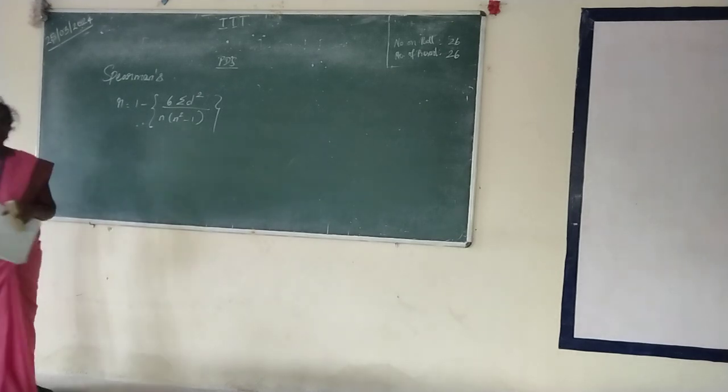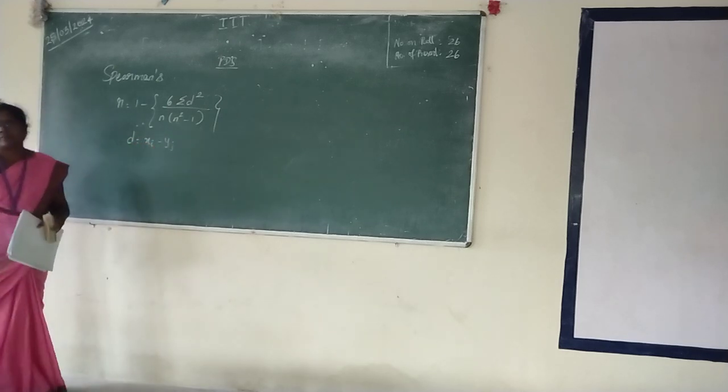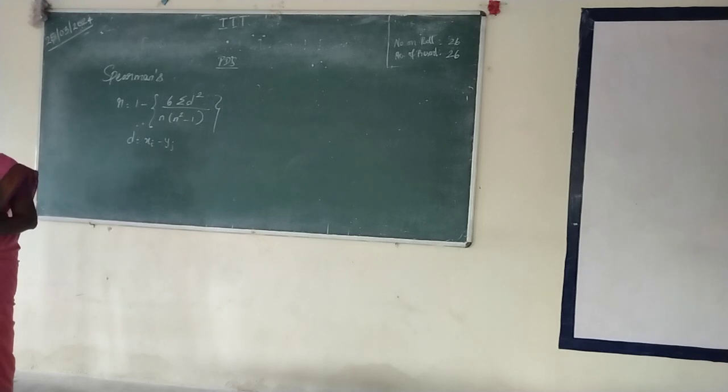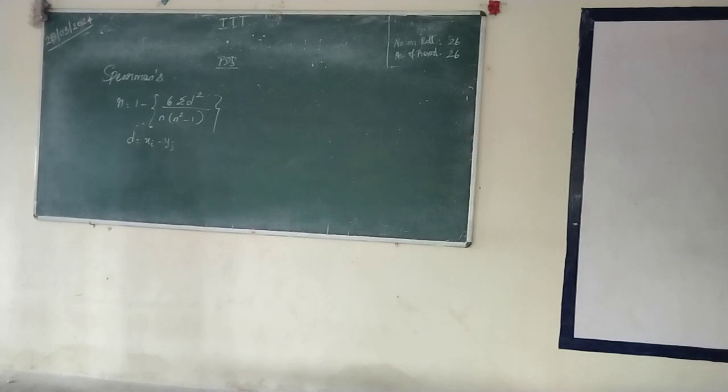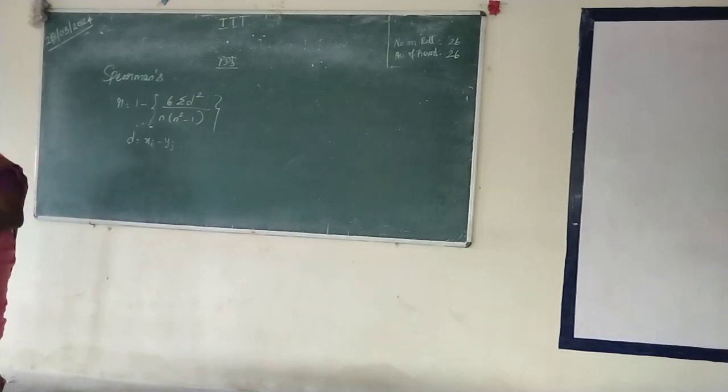So note down d is equal to xi minus yi. Here xi indicates the corresponding rank of x and yi indicates the corresponding rank of y. Note down within brackets: rank of xi minus rank of yi. We are going to subtract the corresponding ranks. If the ranks are independent, no problem. If there are any repeated ranks, that is possible. In some cases, two persons can get the same ranking also.